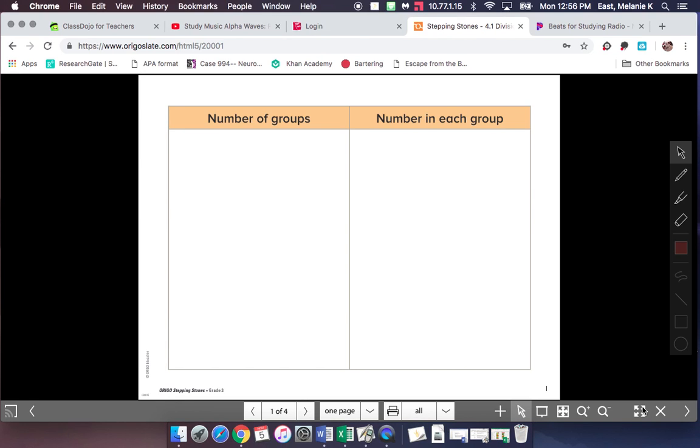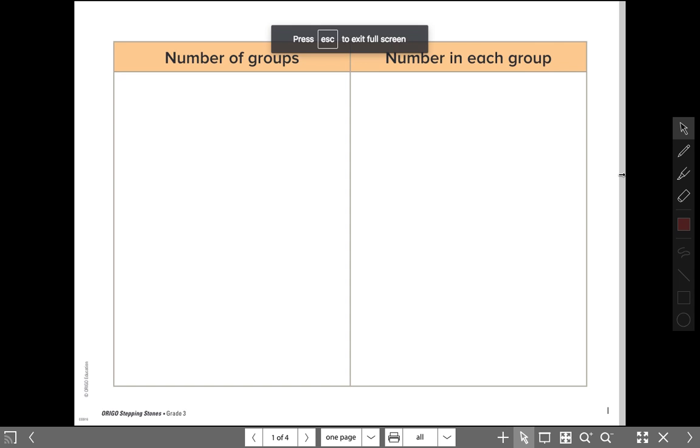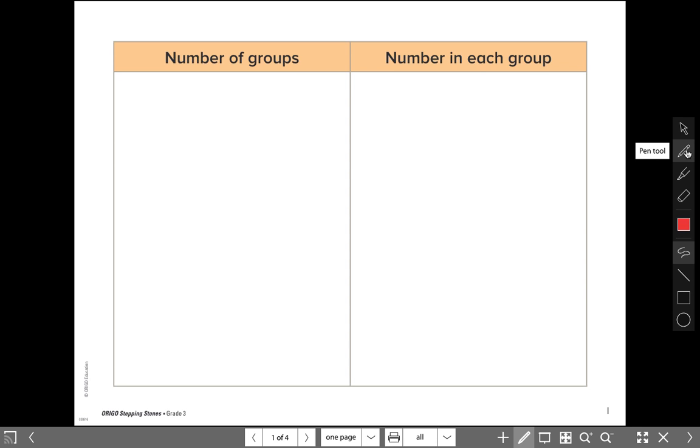Questions. Let's look at what you came up with. Amir, how many groups did you divide your counters into? We divided them into 3 groups. Okay, Chase, you had 3 groups. How many counters were in each group? Sophie? 4. 4. Okay.